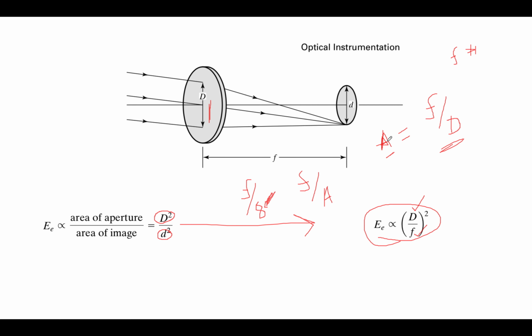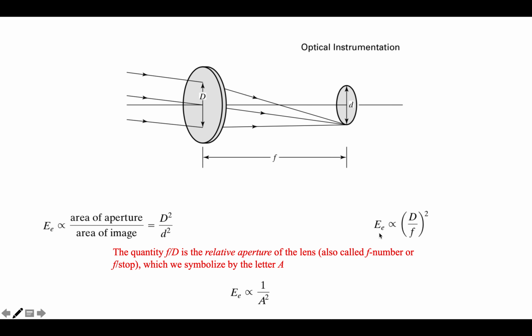In that sense, this 8 is essentially the diameter. They're not giving you f by d, but they're giving you f by a when you look at a commercial f number, right? So now if I define a as f over d, I can rewrite the irradiance in terms of a as 1 over a square, right?